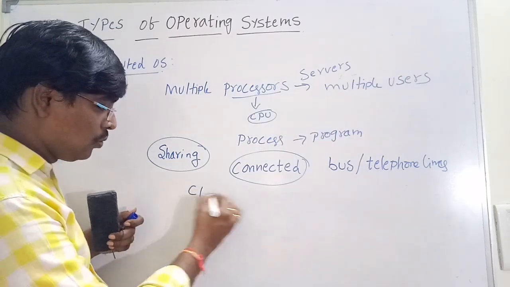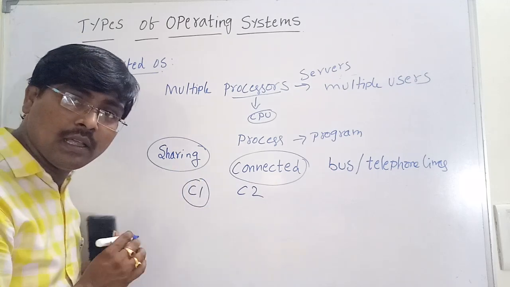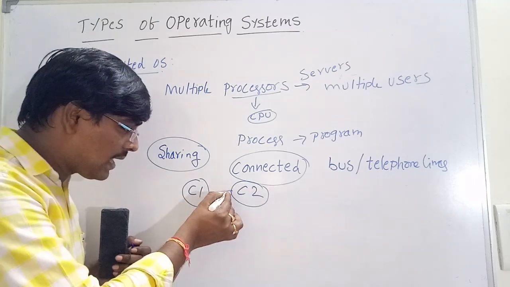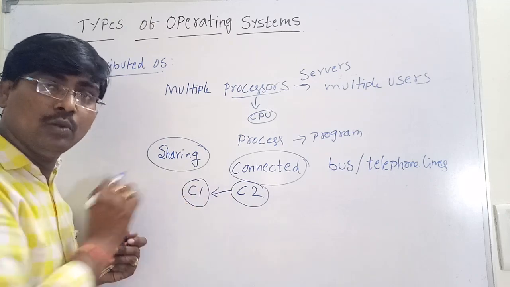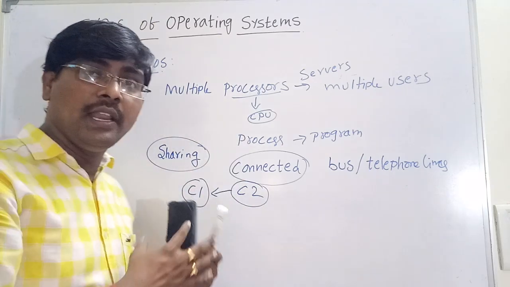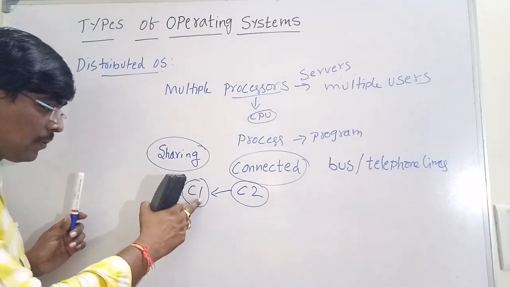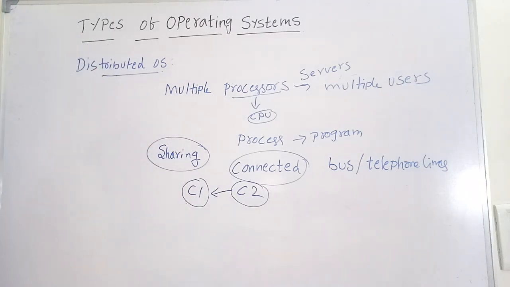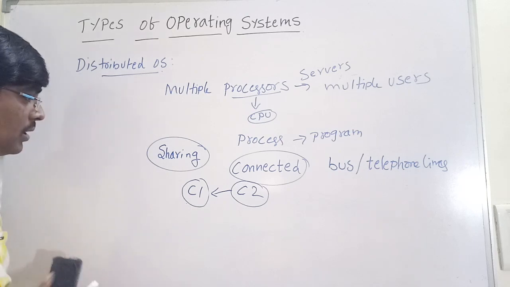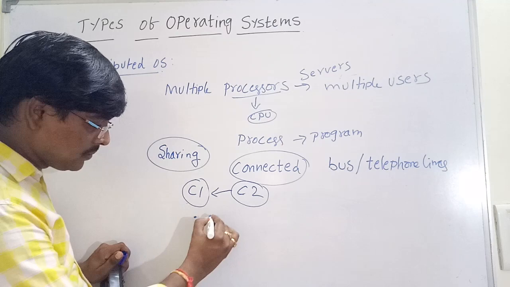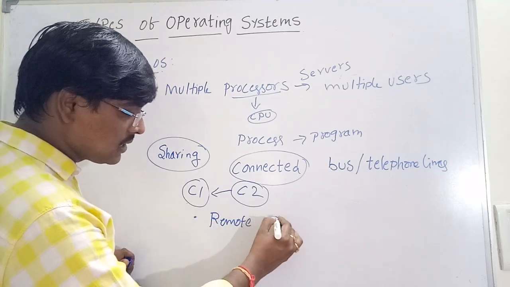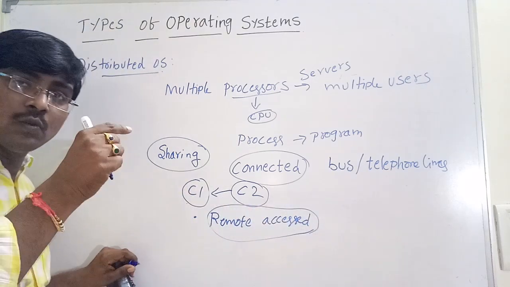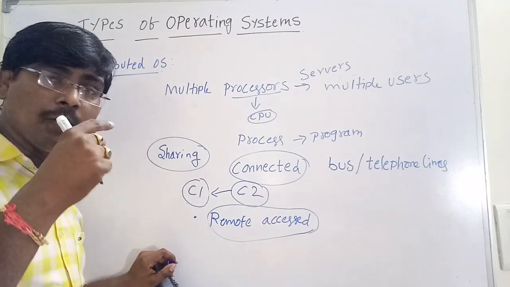Observe, suppose we have CPU 1 and CPU 2. If CPU 1 does not have a particular software, but the software is available in C2, then we simply access the resource from C2 into C1. That means sharing of resources. No need to install the software in C1; we simply use the software in C2. This is the main advantage of a distributed operating system. In simple terms, remote access is allowed: one system can access information from any other system.